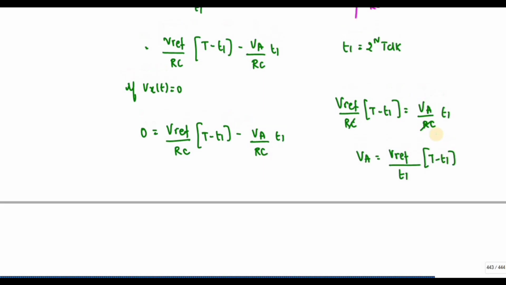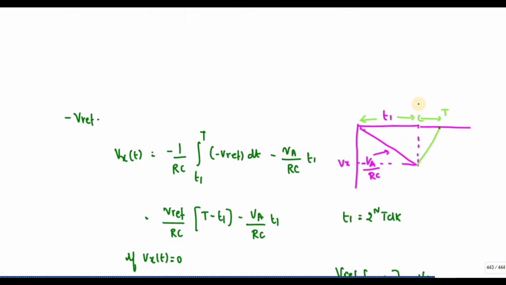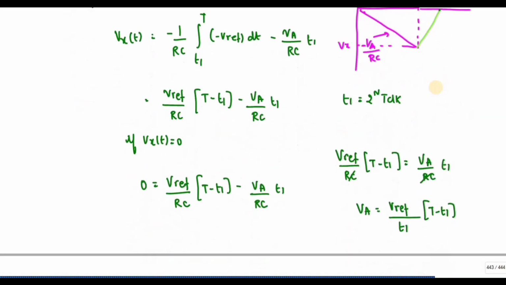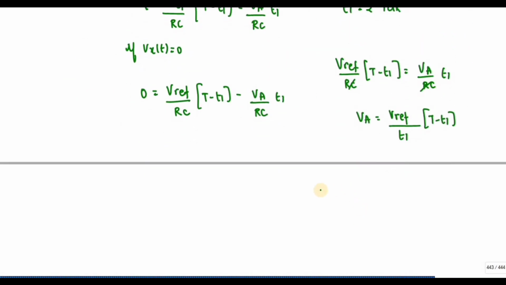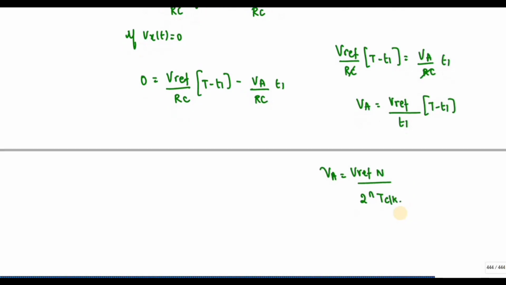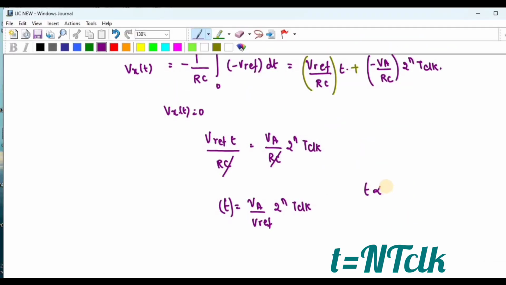This T minus T1 I am writing it as, this is my T1, right? So T minus T1 I can write it as M. And we know that T minus T1 is nothing but N, and T1 I can write it as 2 power N T clock pulse, right? It's proportional to my input signal VA.